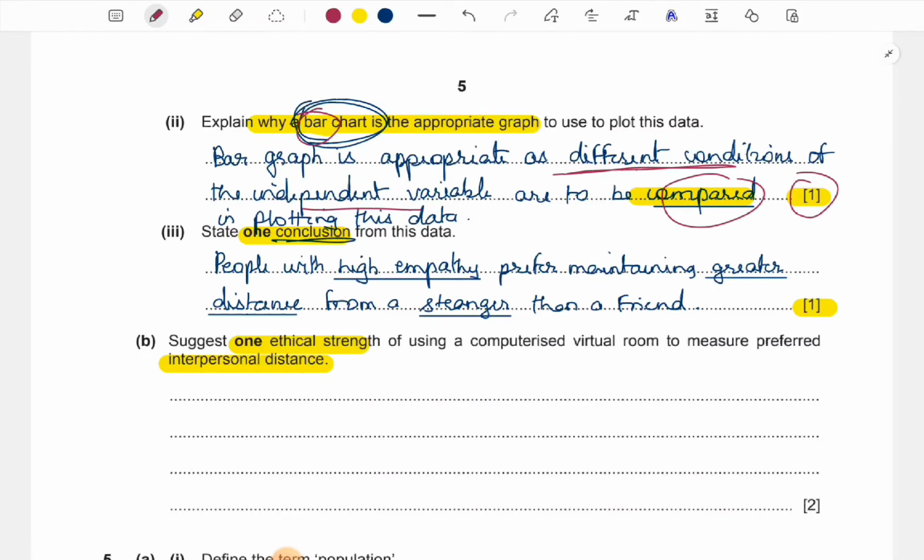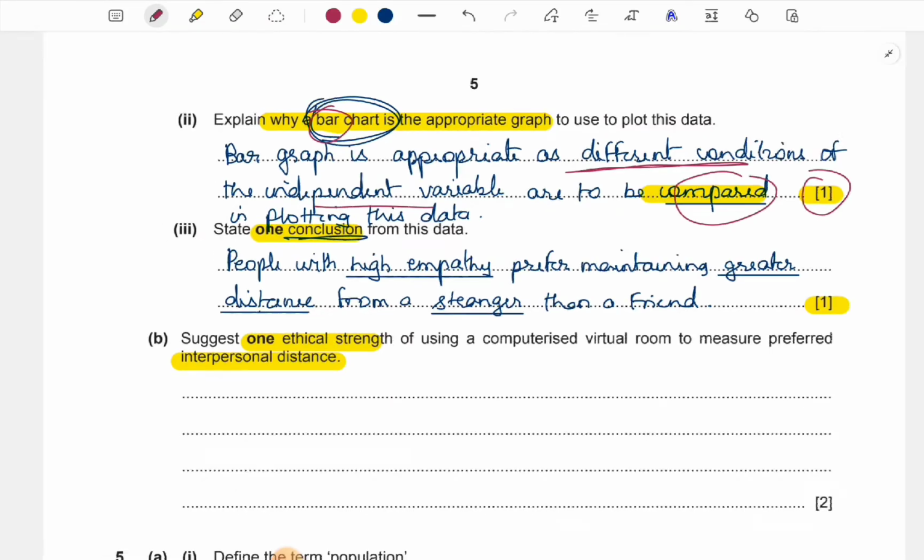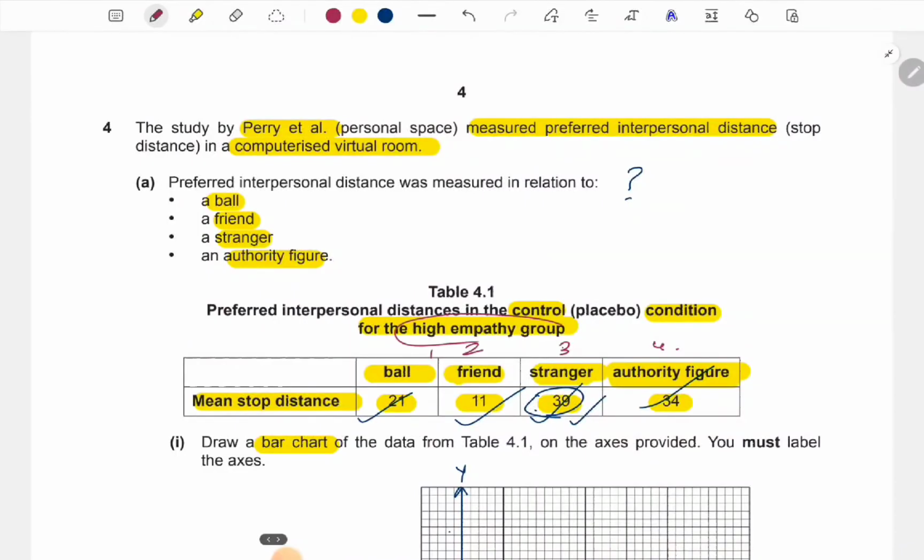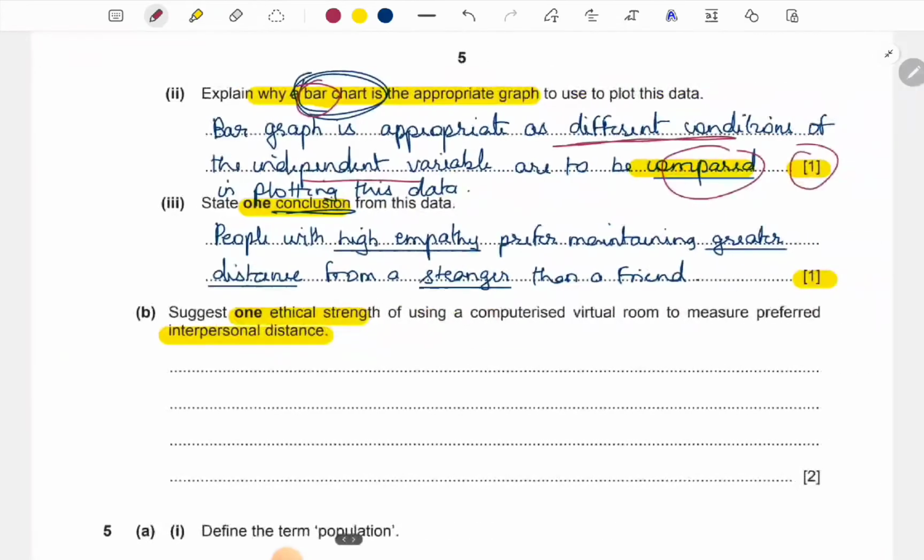So what we've seen looking at the data is that people with high empathy maintain greater distance from a stranger than a friend. We had seen this in the studies about the high empathy group, the data given here. For a stranger they keep a very big distance of 39, whereas for a friend they just keep it to 11. Okay, so the conclusion is easy as such. It's only for 1 mark.